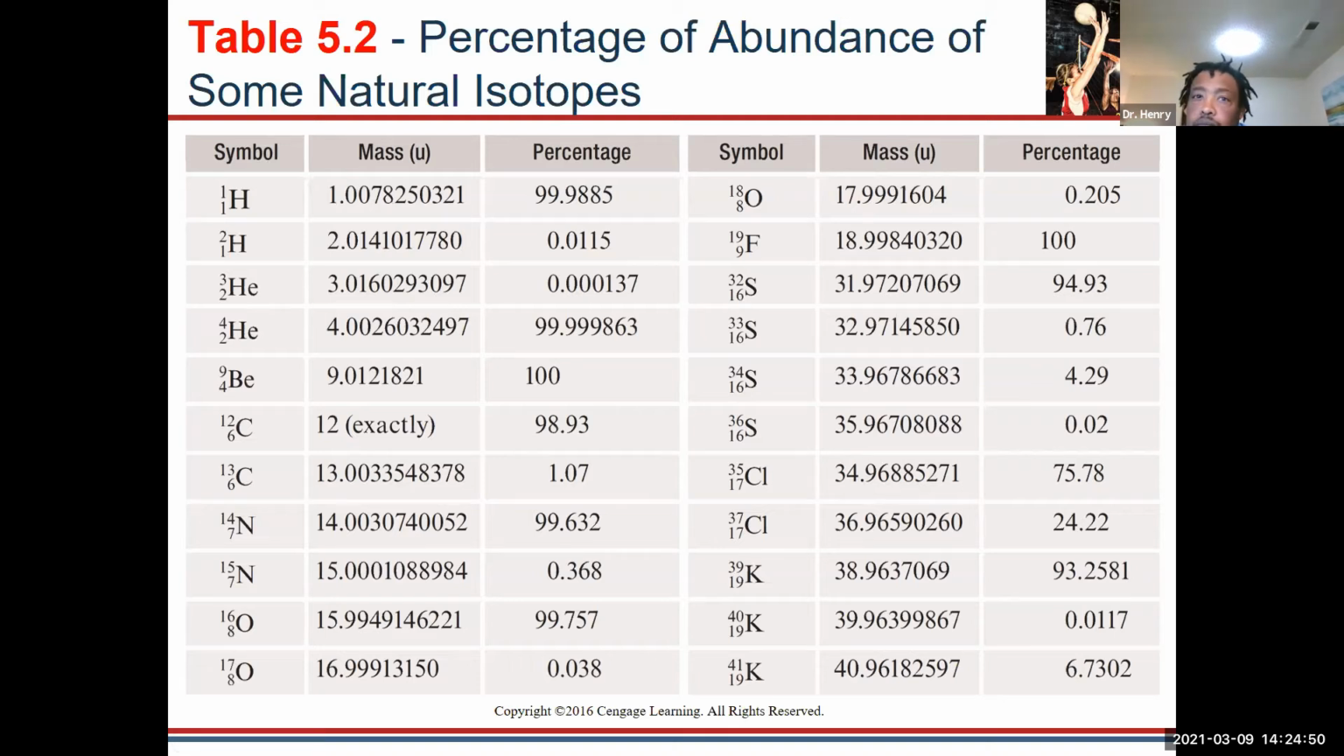In that case, let's say we're doing sulfur. These are all of the sulfur isotopes. If we're going to calculate the atomic mass of sulfur, then we'd have to take each of those isotopes into consideration. So we'd multiply this number by this number divided by 100.